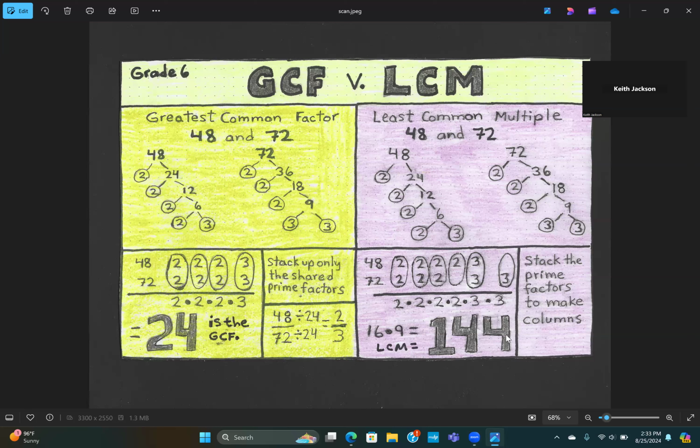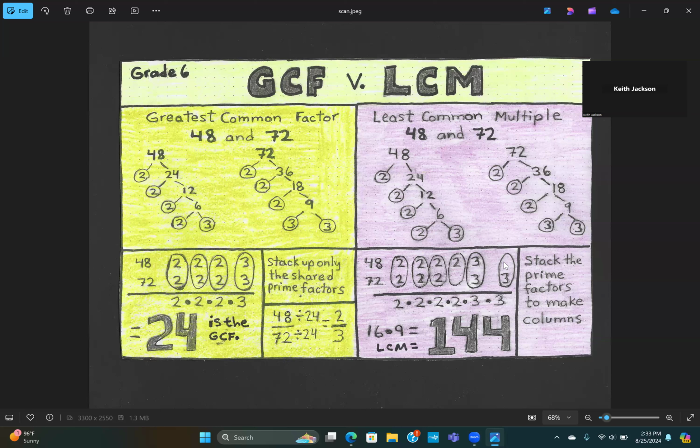And yes, you see a big number here of 144 because actually we're counting by 48 and we're counting by 72 to see what number that they have in common that is a multiple of both 48 and 72. And we can use the prime factor method just like we did with the greatest common factors. And so we're just going to borrow those prime factors over here and we're just going to line them up. But we're going to do it a little bit differently. We're going to stack the prime factors to make columns.